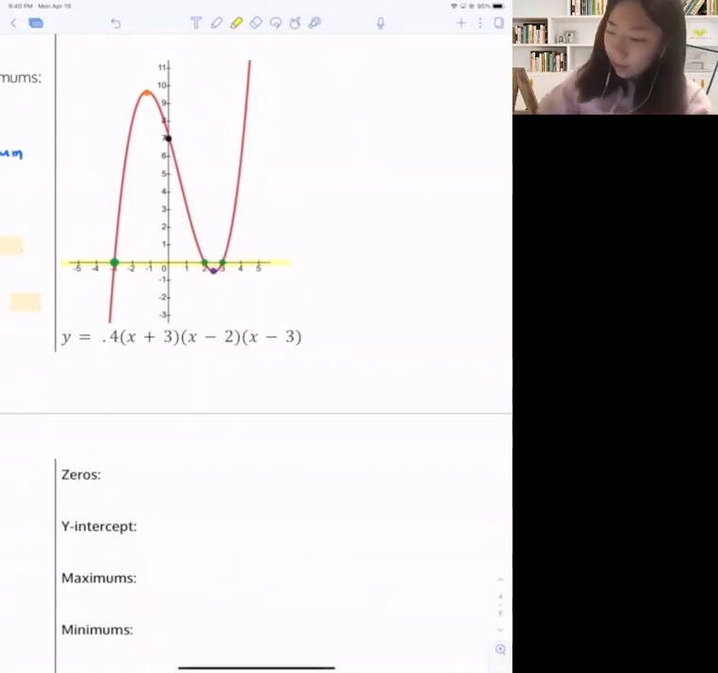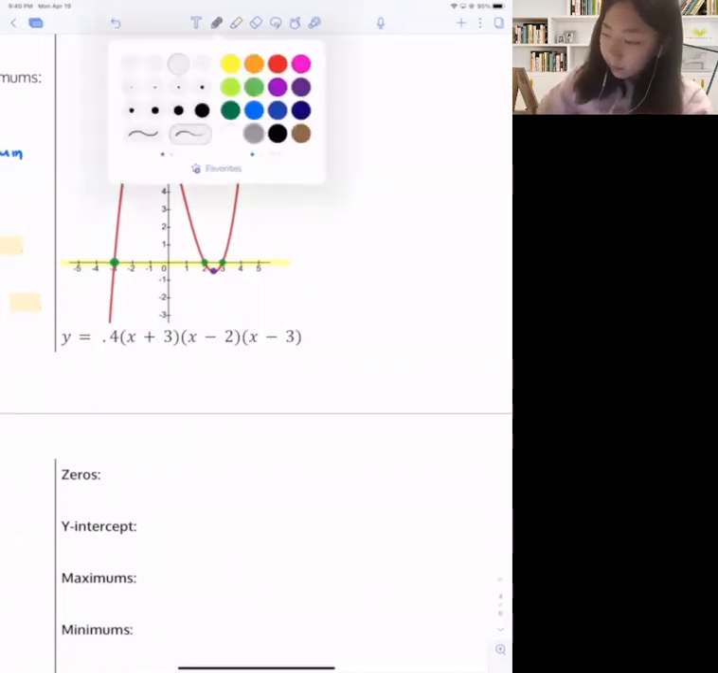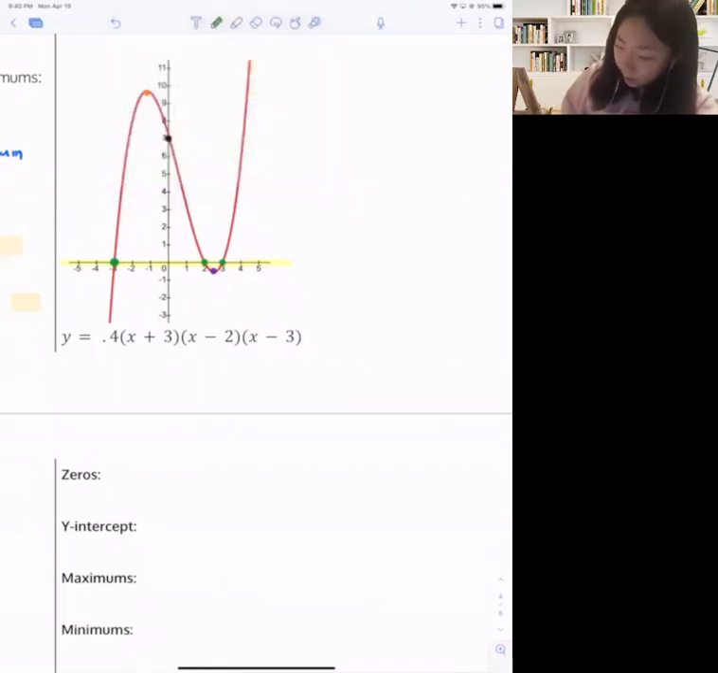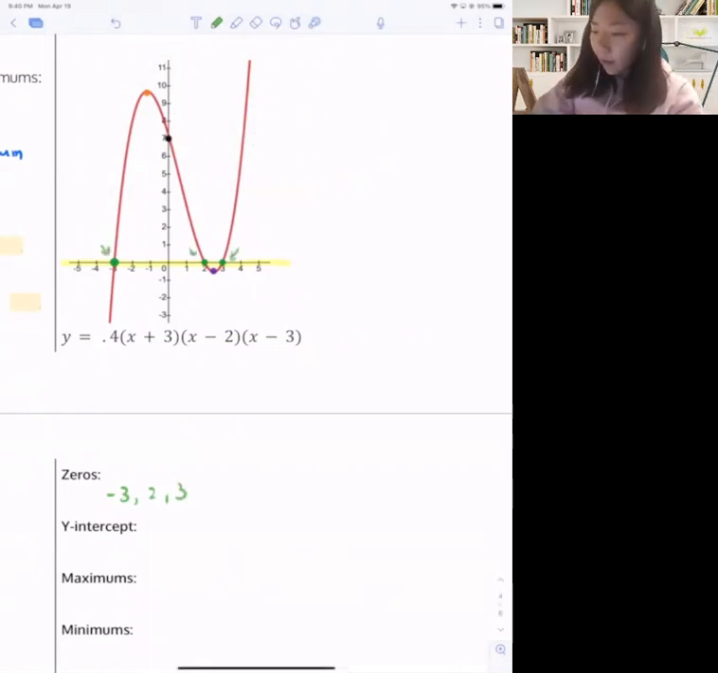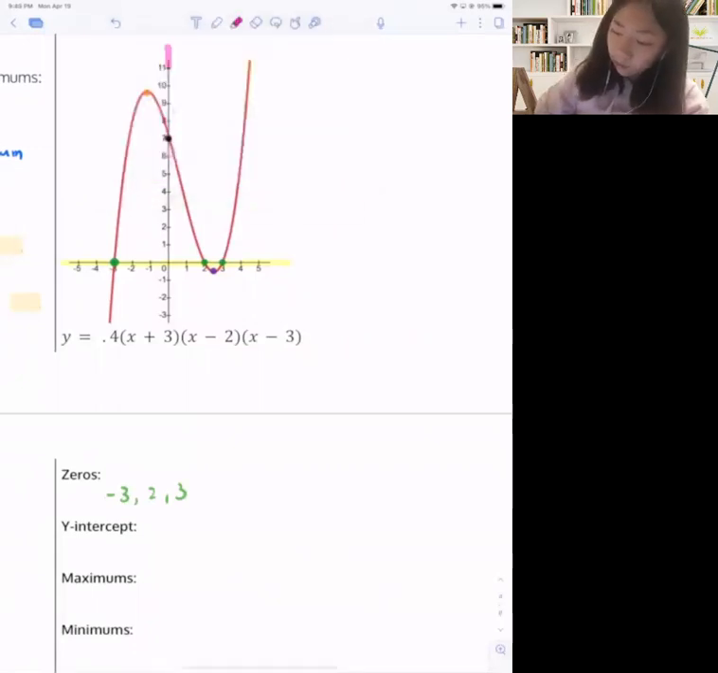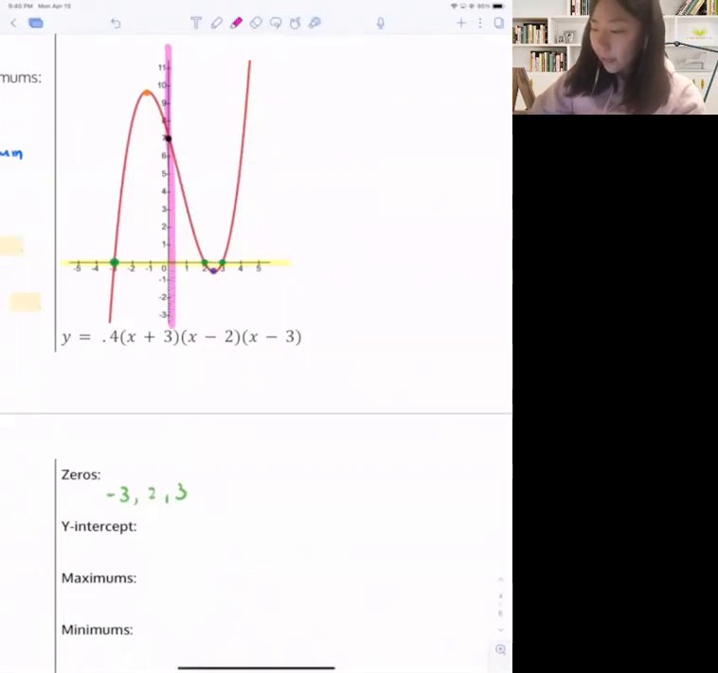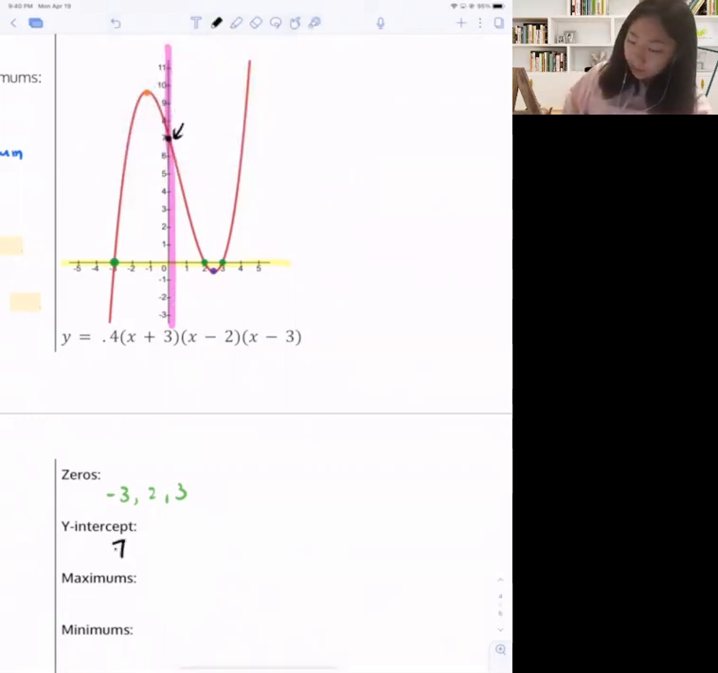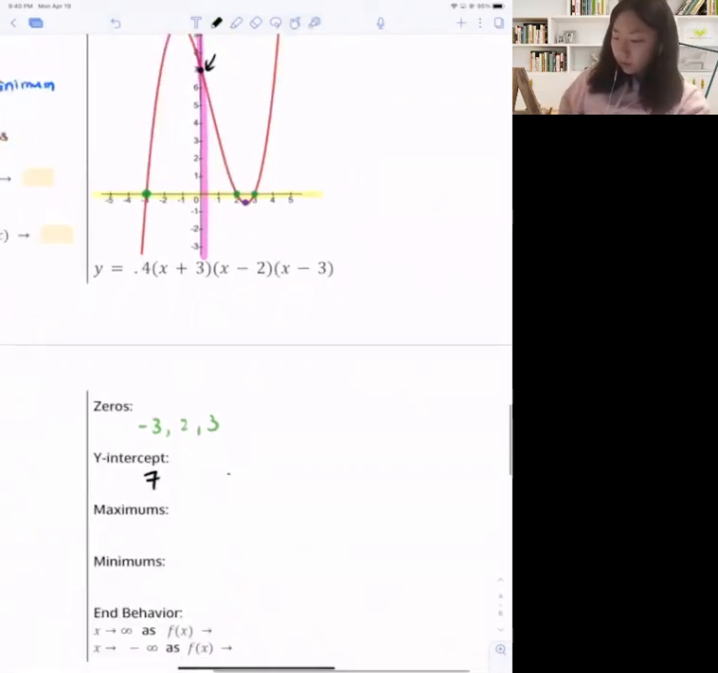So I see it's at -3, 2, and 3. And my y-intercept is any point or points touching this line. So I have this point 7. This can also be written as (0, 7).